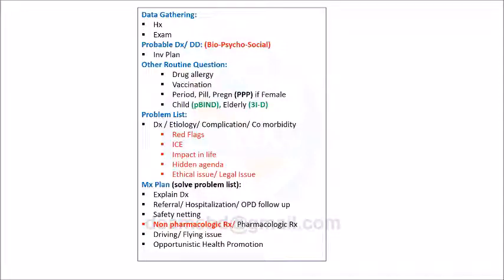Finally, in the management, according to the problem list, you are explaining the diagnosis. If the patient needs referral, you will refer, especially acute patients. Emergency patients must be referred. Hospitalization is referred. But for a few patients, just make an OPD follow-up. In the OPD follow-up, we must say about the safety netting. Most of you know that before the follow-up date, if the patient has any trouble, what the patient will do. I will explain to the patient. This is called safety netting.